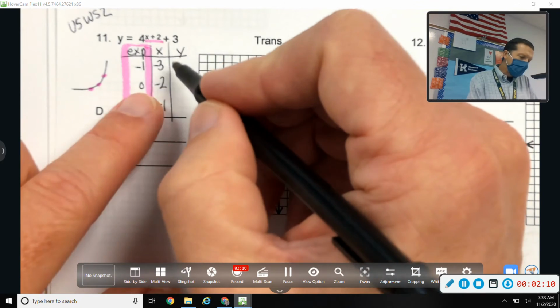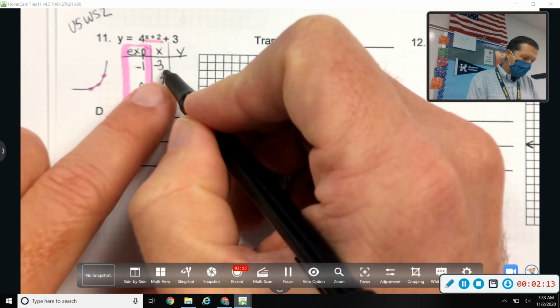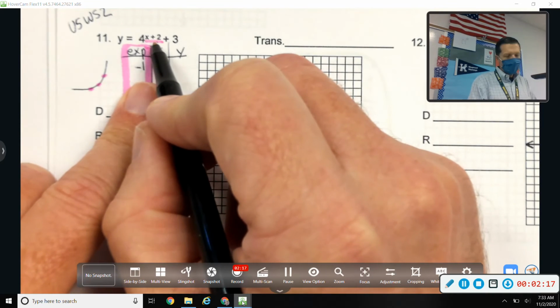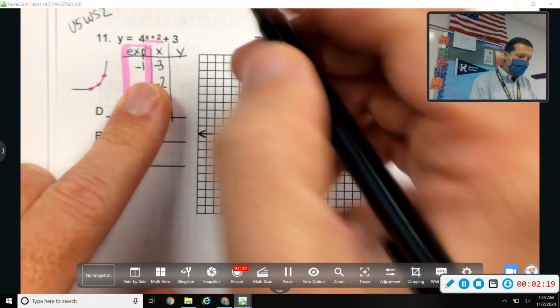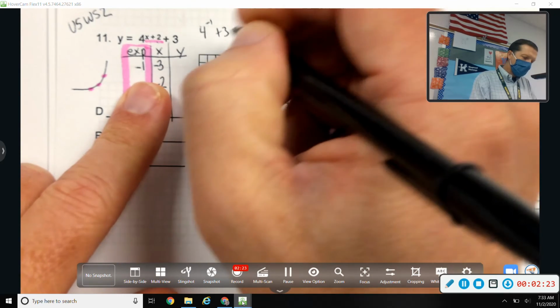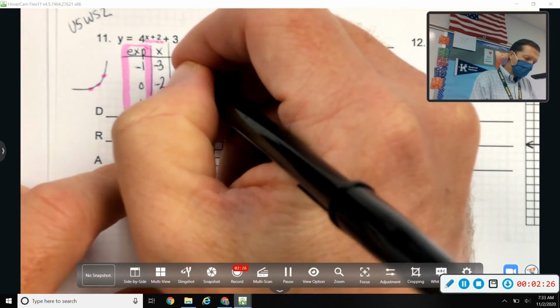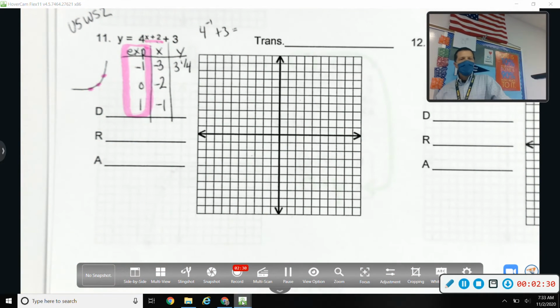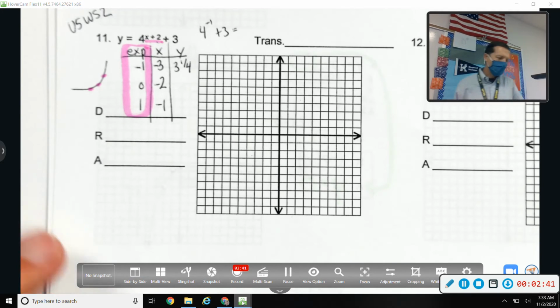All right, downhill from here, now we're just plugging in. If I plug in -3 for x, I get -1 in the exponent. 4 to the -1 would be 1/4. And then plus 3 would be 3 and 1/4. There's no need to get a common denominator and make it an improper fraction, because then it would be 13/4, but 13/4 doesn't really help us graph. So leave it as 3 and 1/4.